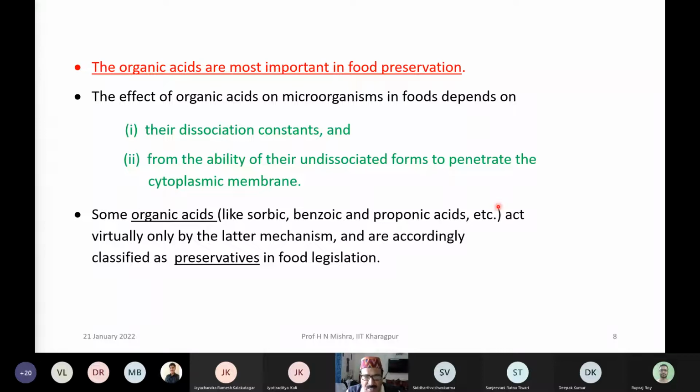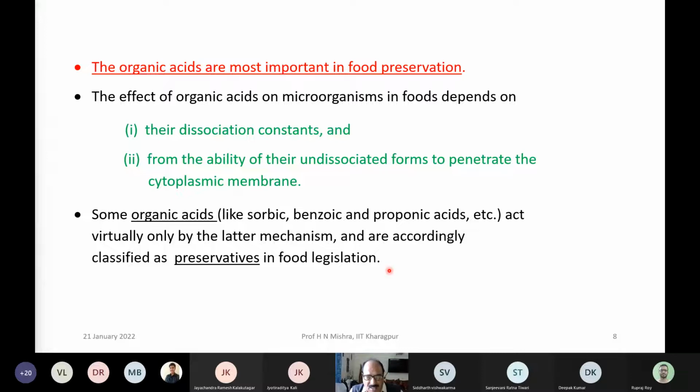Some organic acids, as I told you, like sorbic acid, benzoic acid, propionic acid, etc., act virtually by the latter mechanism. They enter the cell membrane in undissociated form, and they disturb the pH homeostasis inside the cell. Those cellular reactions are also accordingly affected, and the growth of microorganisms finally ceases. Such organic acids are classified as preservatives in food legislation. Not all organic acids can be categorized as food preservatives.